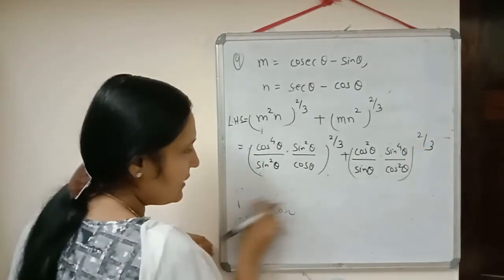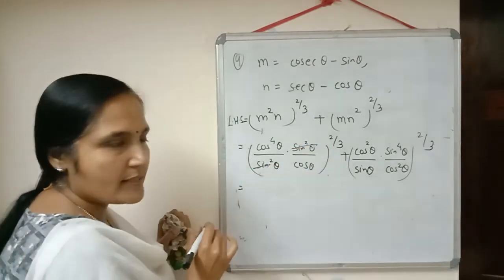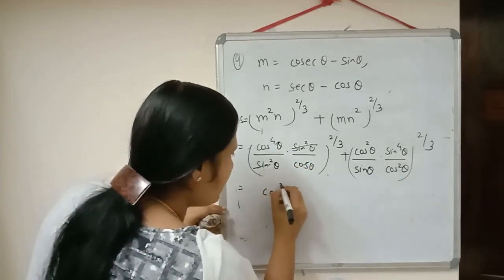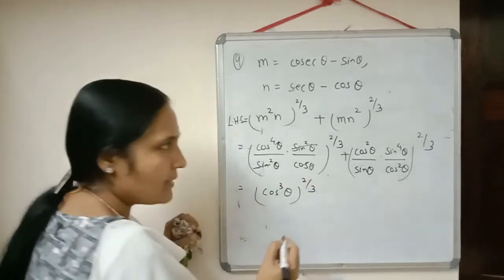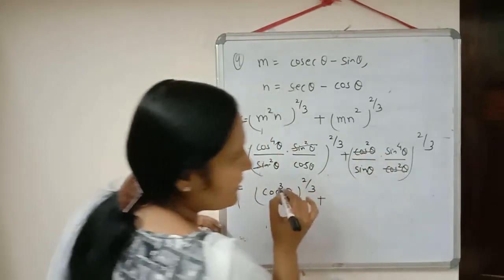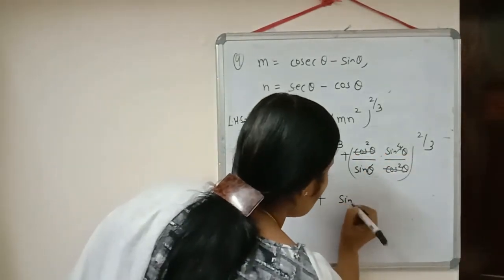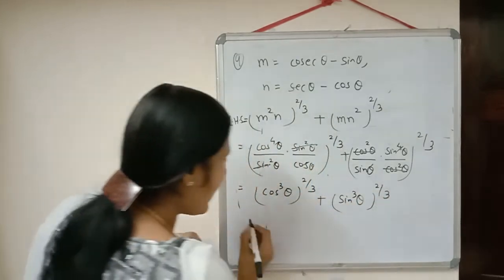So just check now, will anything get cancelled there? Yes, sin square theta cancelled. One cos theta will get cancelled. So remaining it will be cos cube theta whole raised to 2 by 3 plus, here also, cos square theta cancelled. One sin theta will get cancelled. It will be sin cube theta whole raised to 2 by 3.